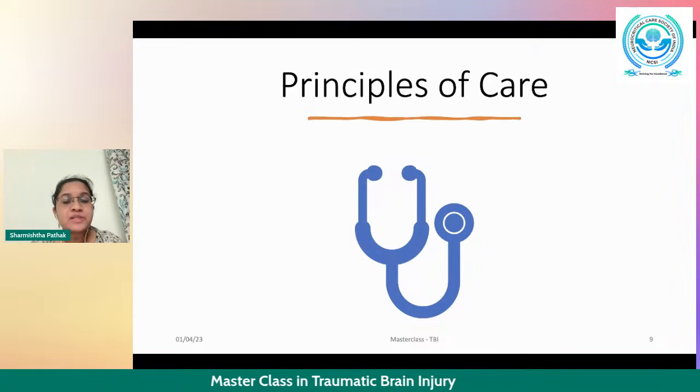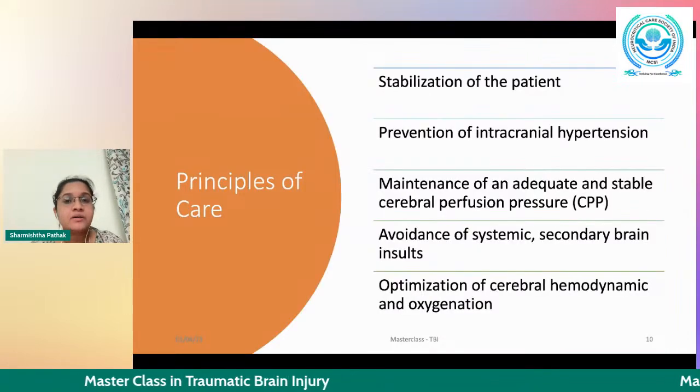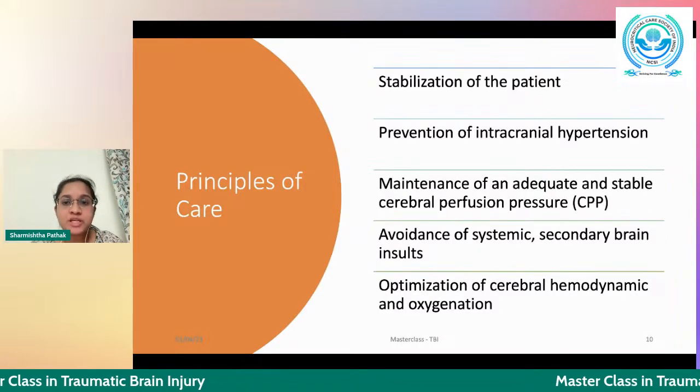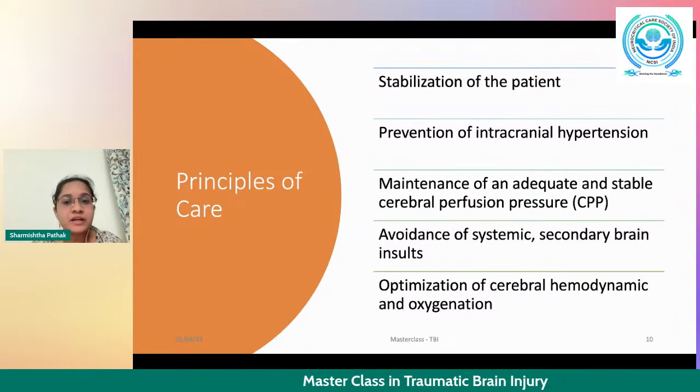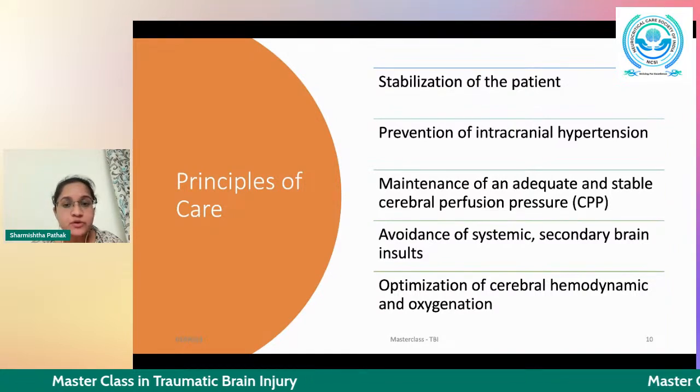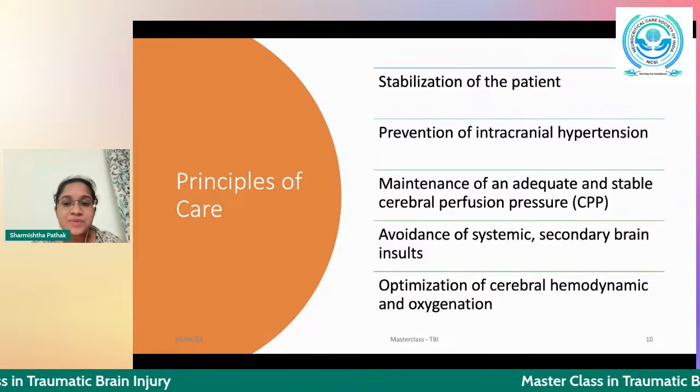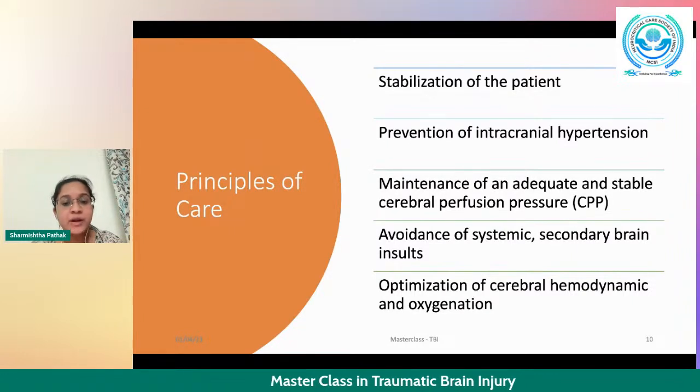So, what are the principles of care in the ICU? Firstly, stabilization of the patient, both hemodynamically and neurologically, prevention of any further intracranial hypertension, maintenance of an adequate and stable cerebral perfusion pressure, avoidance of systemic secondary brain insults, and optimization of cerebral hemodynamics and oxygenation.